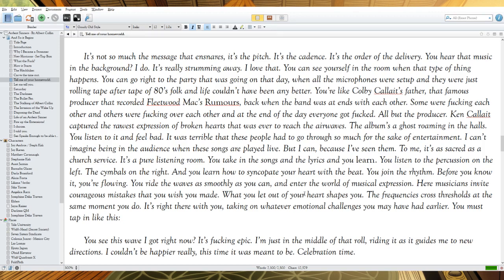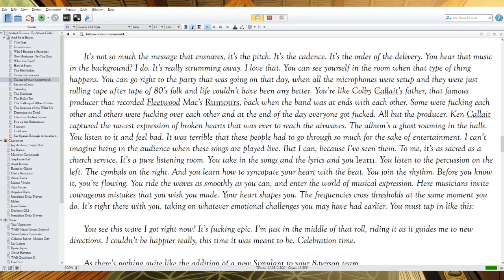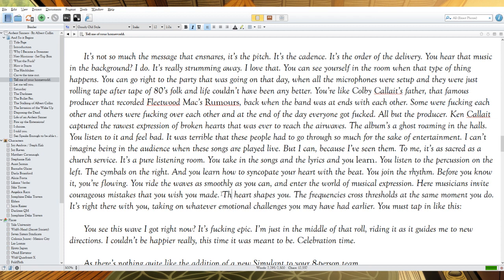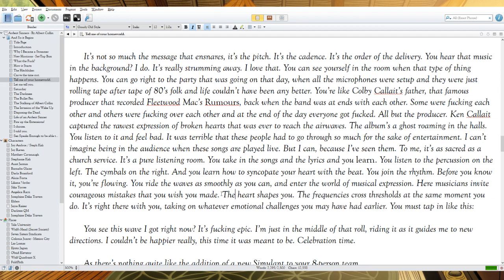Let's just put, your heart shapes you. Yeah. But there's a tense issue here. Let's say, the heart shapes you. The heart shapes you. Frequencies. Don't need the. Frequencies cross thresholds at the same moment you do. It's right here. It's right here with you, see? When you read it, sometimes the answers just come. That's for the sake. This paragraph is a song.